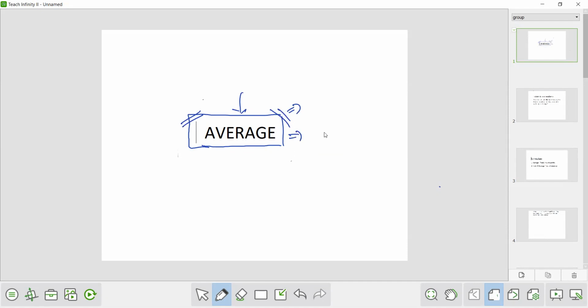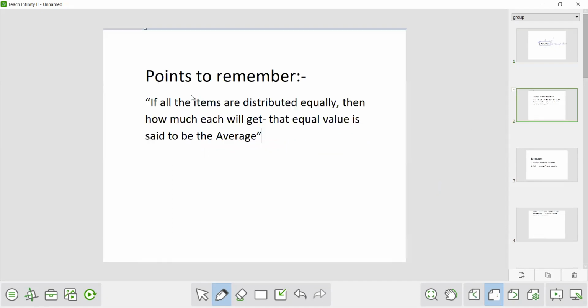Average means equal distribution. If all the items are distributed equally, then how much each will get, that equal value is said to be the average. Suppose there are 5 items. When you distribute these 5 items equally, then how much each will get, that equal value will be the average.